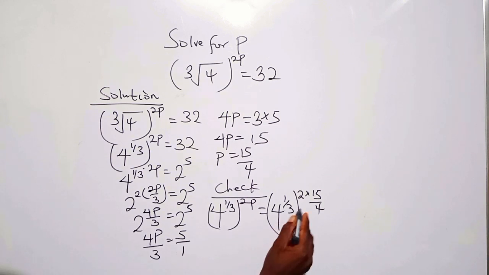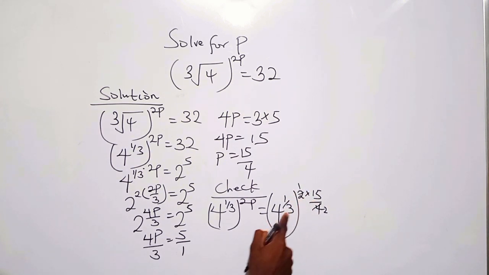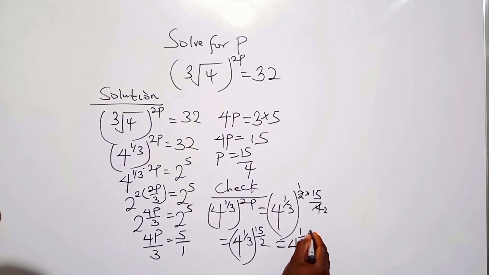So we can simplify. 2 here is 1, 2 here is 2. This exponent, so here we have 4 raised to the power 1 over 3, everything to the power 15 over 2. When we apply the exponent rule, we multiply this with this. So we have 4 raised to the power 1 over 3 times 15 over 2. So we can simplify the exponent further. 3 becomes 1, 15 becomes 5.